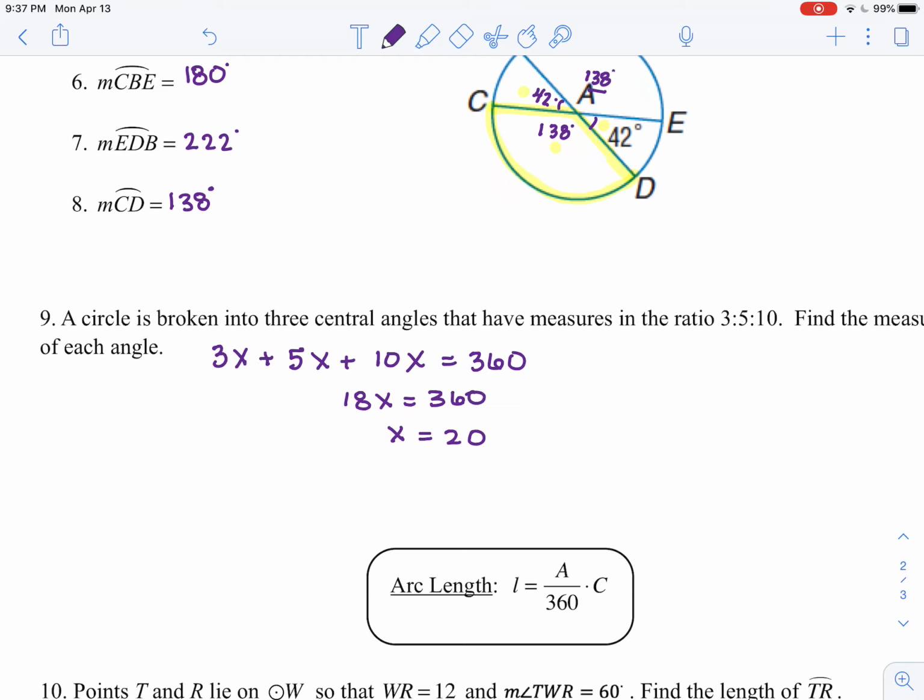To find the measure of each of those 3 angles, we'll plug back in. So 3x, or 3 times 20, makes the smallest angle 60 degrees. 5x, or 5 times 20, makes the medium-sized angle 100 degrees. And the angle labeled 10x should be 200 degrees. Note that all 3 angles together add up to 360, which is a good sign because it should fill the entire circle.